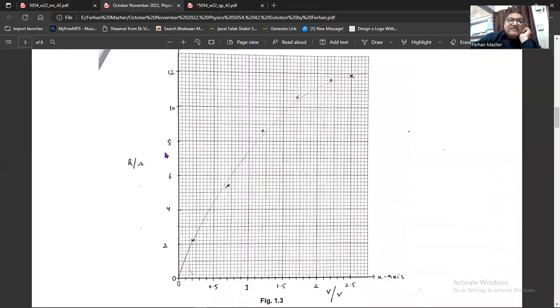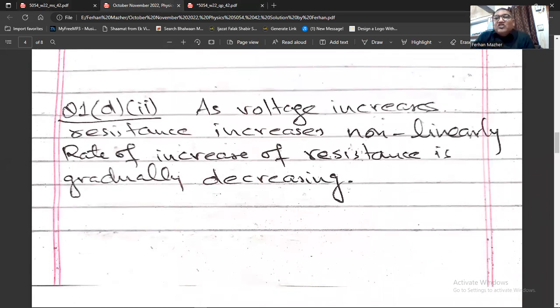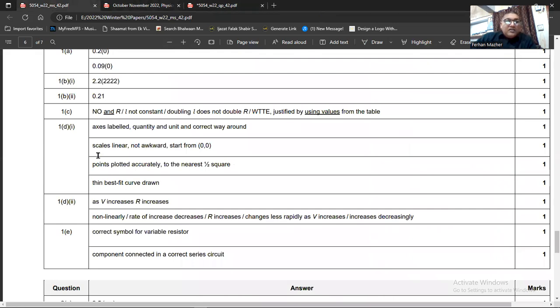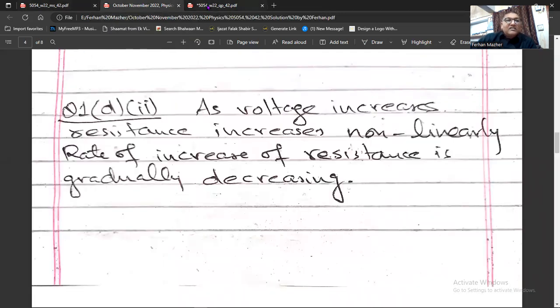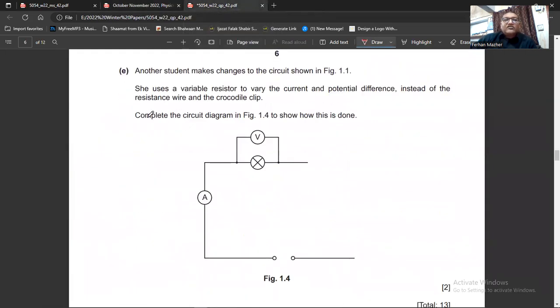Okay, so my answer will be, as the voltage increases, resistance increases non-linearly. Rate of increase of resistance is gradually decreasing. At the start, the rate of increase of resistance is higher. So these are the non-linearly, or you can say the rate of increase decreases. Okay, so my answer is right. Here we go. This is the answer. Okay, so we are going to the next question.